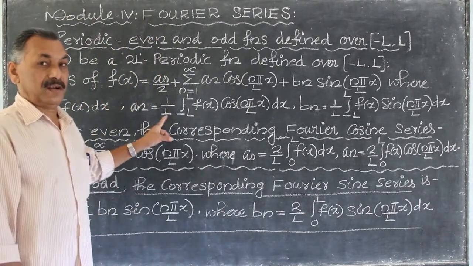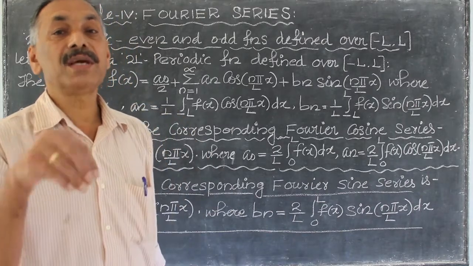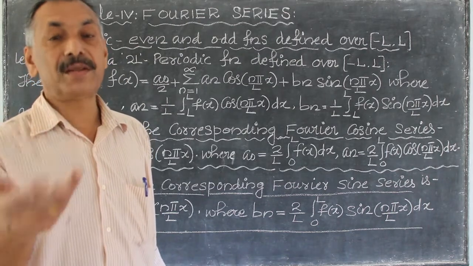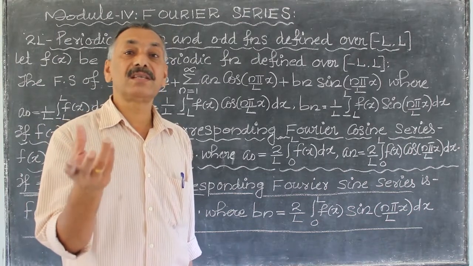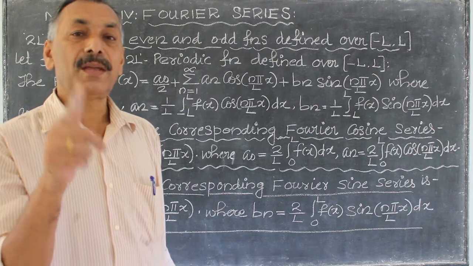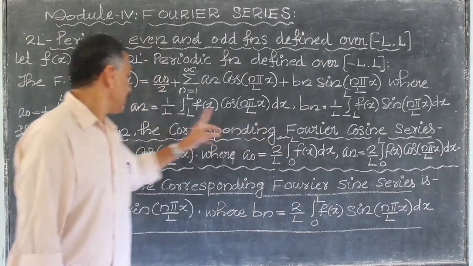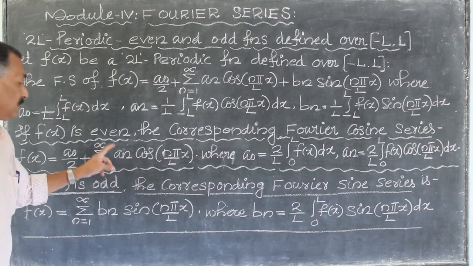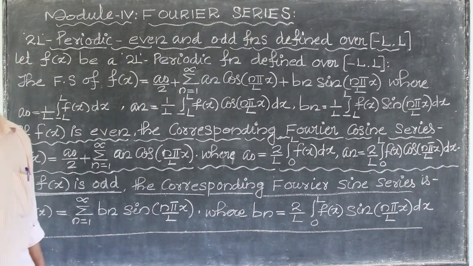Therefore, if f of x is even, that is f of minus x is equal to f of x, then the corresponding Fourier series is known as the Fourier cosine series. In the case of 2 pi periodic functions, we have seen all these properties for the Fourier series of even and odd functions. In the same way, if f of x is even, then bn is equal to 0, and the remaining terms are a0 and an. The Fourier cosine series is given by f of x equals a0 by 2 plus sigma n equals 1 to infinity an cos n pi by L x, with bn equal to 0.